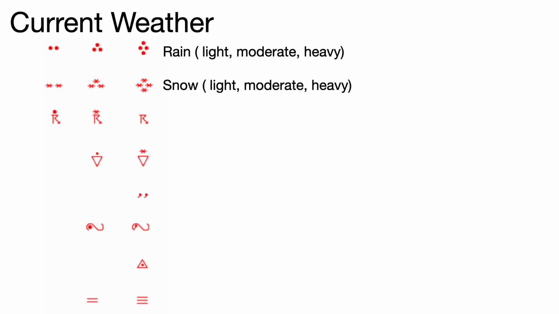Similarly, you have snow drawn with little stars. 1 or 2 stars is light snow. Moderate snow would be 3 stars, and 4 stars would be heavy snow. Next we have thunder. The little R symbol stands for thunder. If there's a dot on top of the R, it's thunder with rain. If there's a snow symbol on top, then it would be thunder with snow. And if it's just the R by itself, that means there's thunder in the vicinity, but it is not raining or snowing at that station.